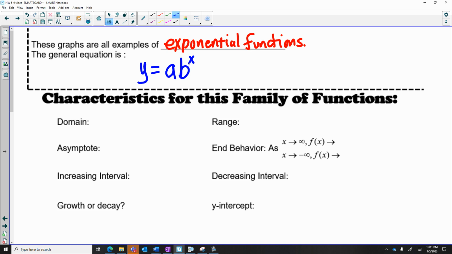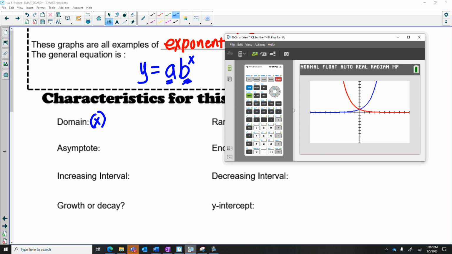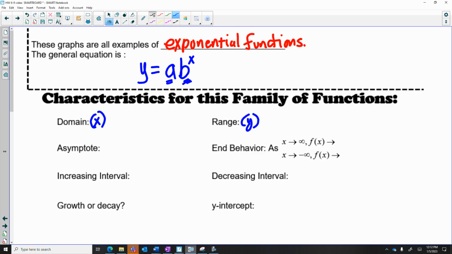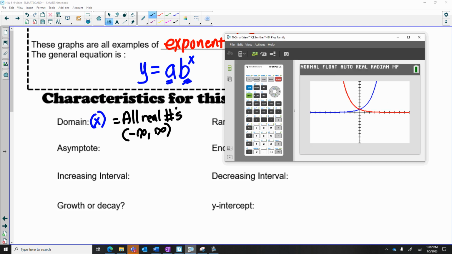And these components are going to play a role in if the graph is growth or decay. So the basic characteristics that you need to know are the domain and range. So the domain are the x values. So if you look at my picture, the domain goes on forever left and right. So we call that domain, you could either say the words all real numbers, or we could say from negative infinity to positive infinity because it goes on forever left and right.